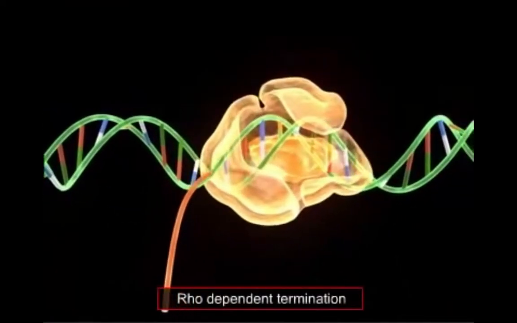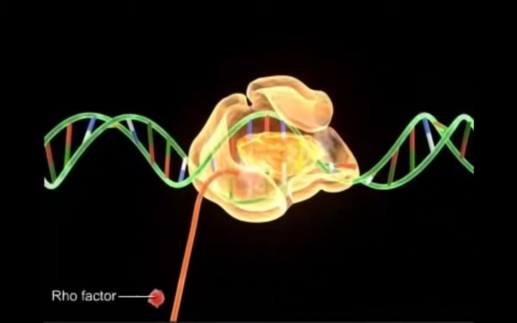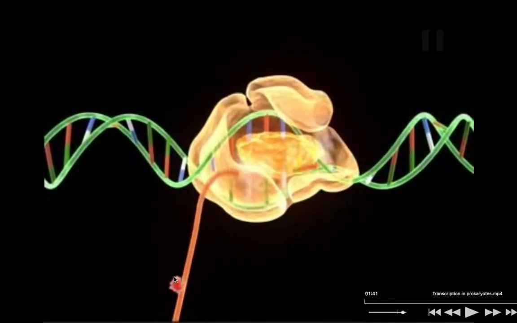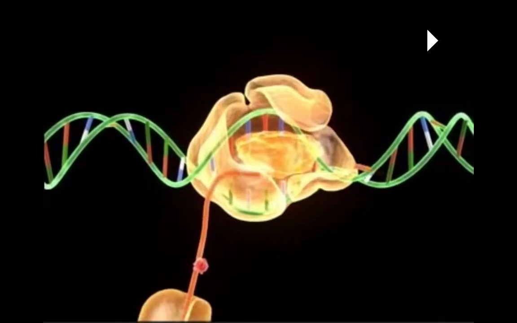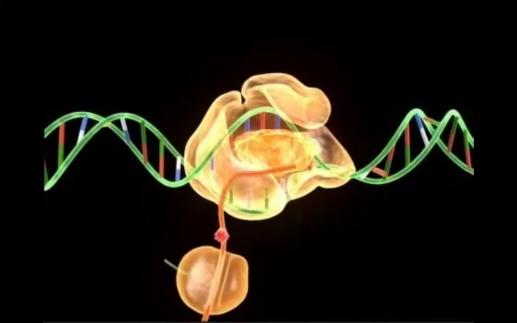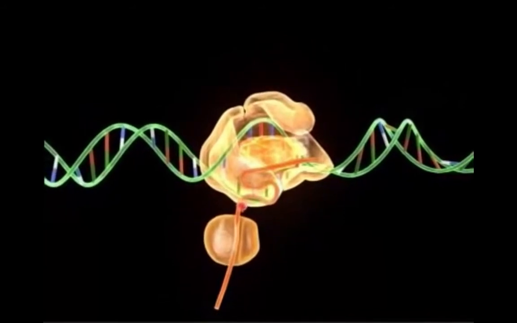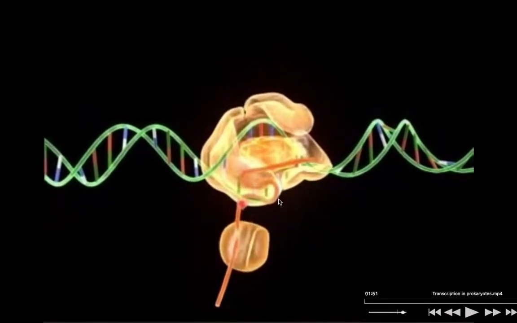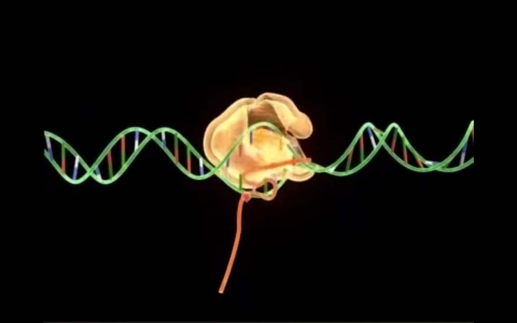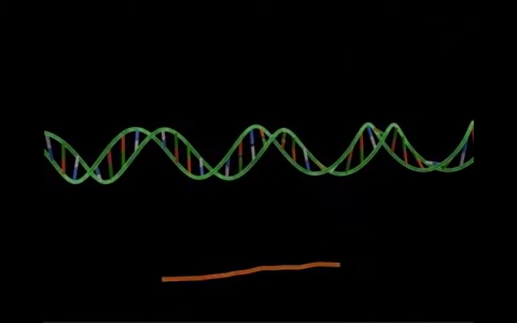Now, in rho dependent termination, the rho factor, which is this thing here, comes in, and then there. A hairpin loop is formed once again. There you go. Hairpin loop. And this hairpin loop stalls or stops the RNA polymerase from continuing on. And then because of the rho factor, the mRNA and the polymerase dissociate from the template.